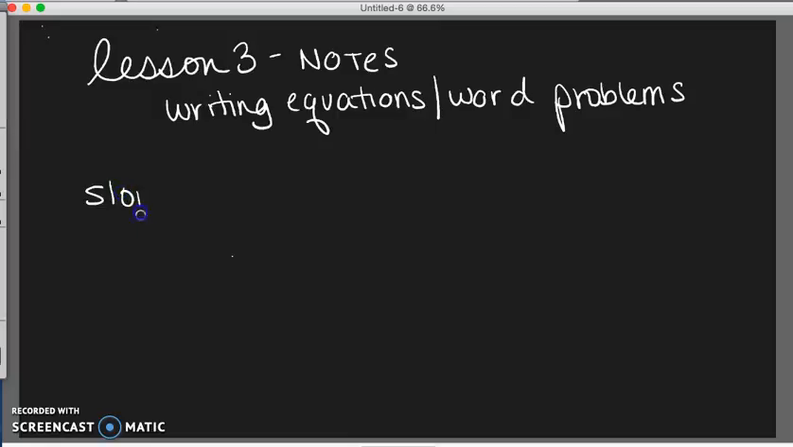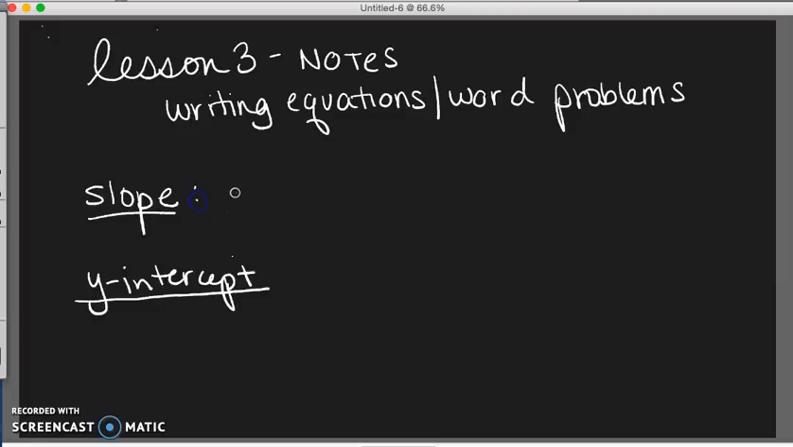Before we start looking at word problems and writing equations from them, we need to talk about some of the key words. If you're trying to find the slope and y-intercept in a word problem, or to determine if it's a linear word problem, some of the key words that deal with slope are the word per, like miles per hour, $3 per mile, anything like that, where you can see that it keeps occurring over and over again.